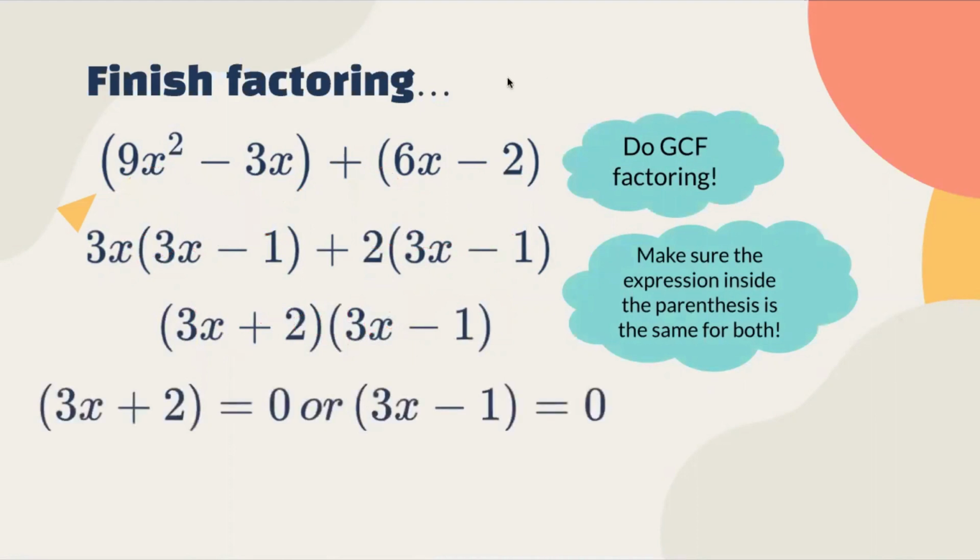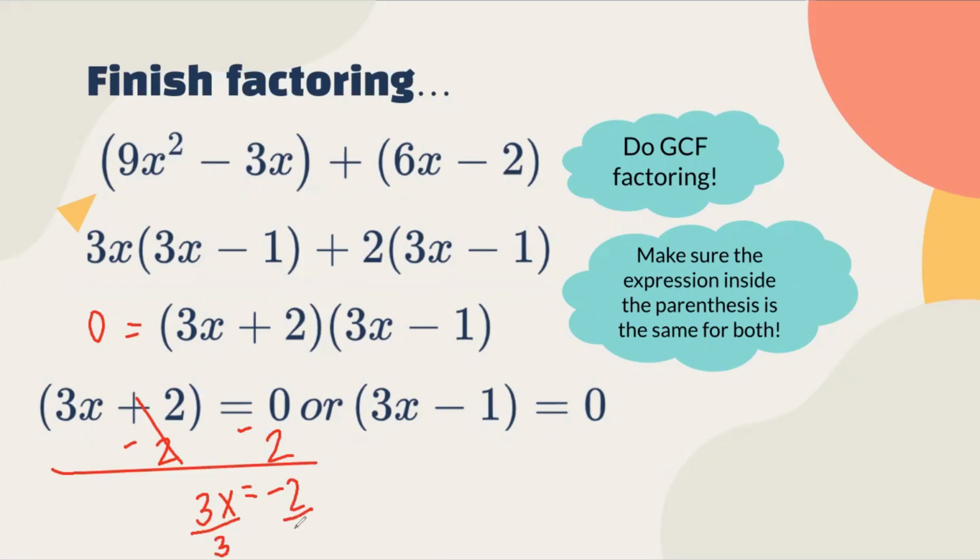And remember that this does equal 0. So now that you found your factored form, you can go ahead and set each of your binomials to 0 in order to find your x values. So this would be 3x plus 2 equals 0, and also 3x minus 1 equals 0. To solve for x, first subtract 2 from both sides here. That would give you 3x equals negative 2, and go ahead and divide both sides by 3 to get that x equals negative 2/3.